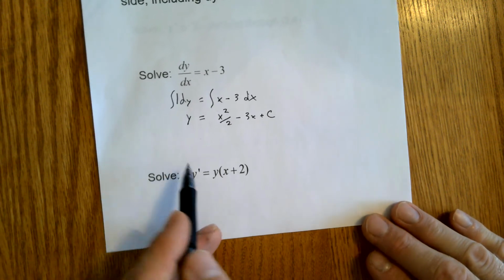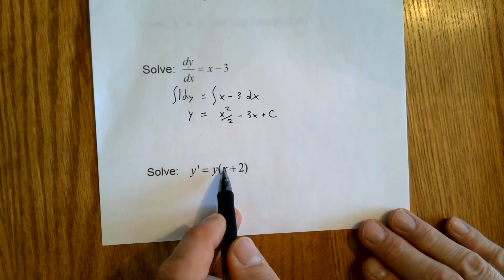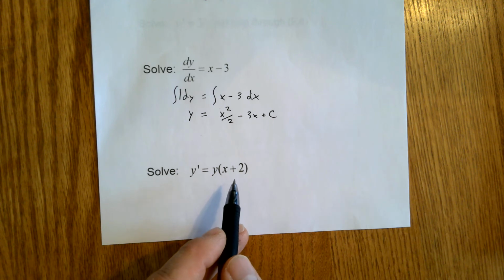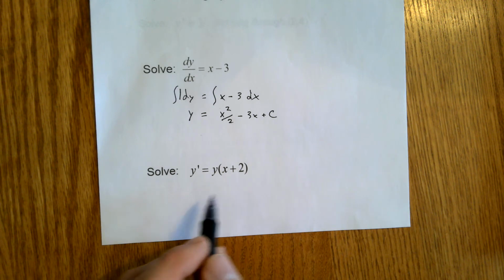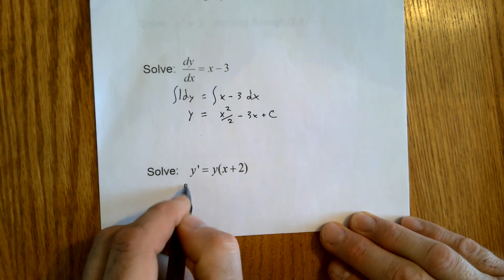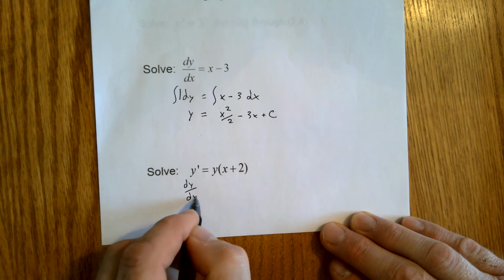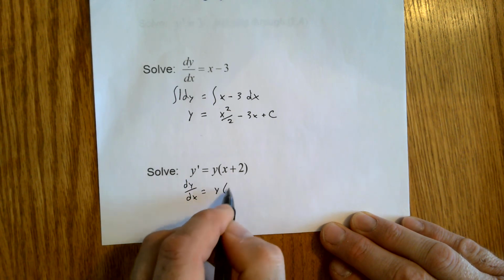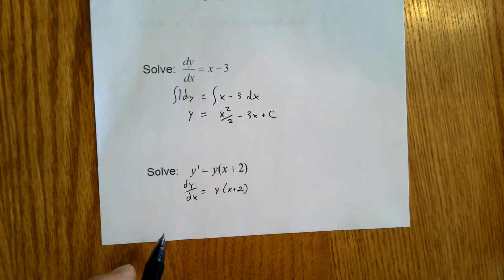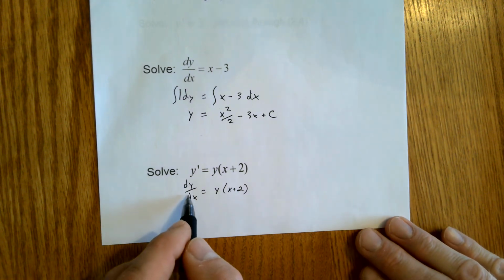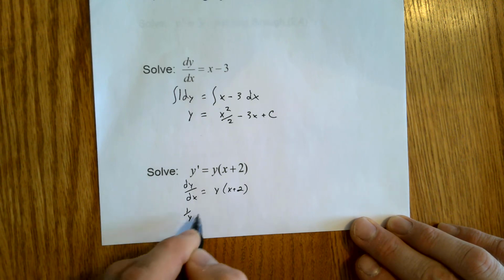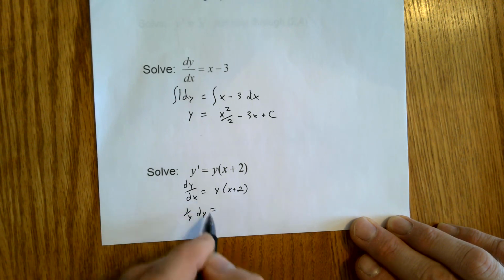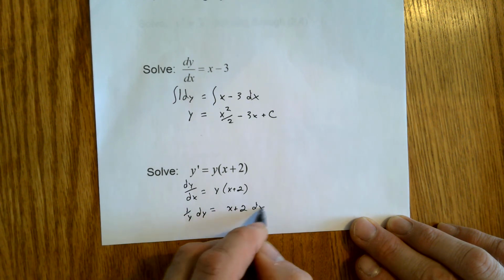Well, what happens if we mix our x's and our y's? It kind of goes along with our implicit differentiation. We mixed our x's and our y's. Well, to be able to integrate, we have to separate those variables. So we can write y prime, dy dx, equals y times x plus 2. And we can go ahead and separate our variables, bringing our dx's over and our y over. So that's going to give us 1 over y dy equals x plus 2 dx.